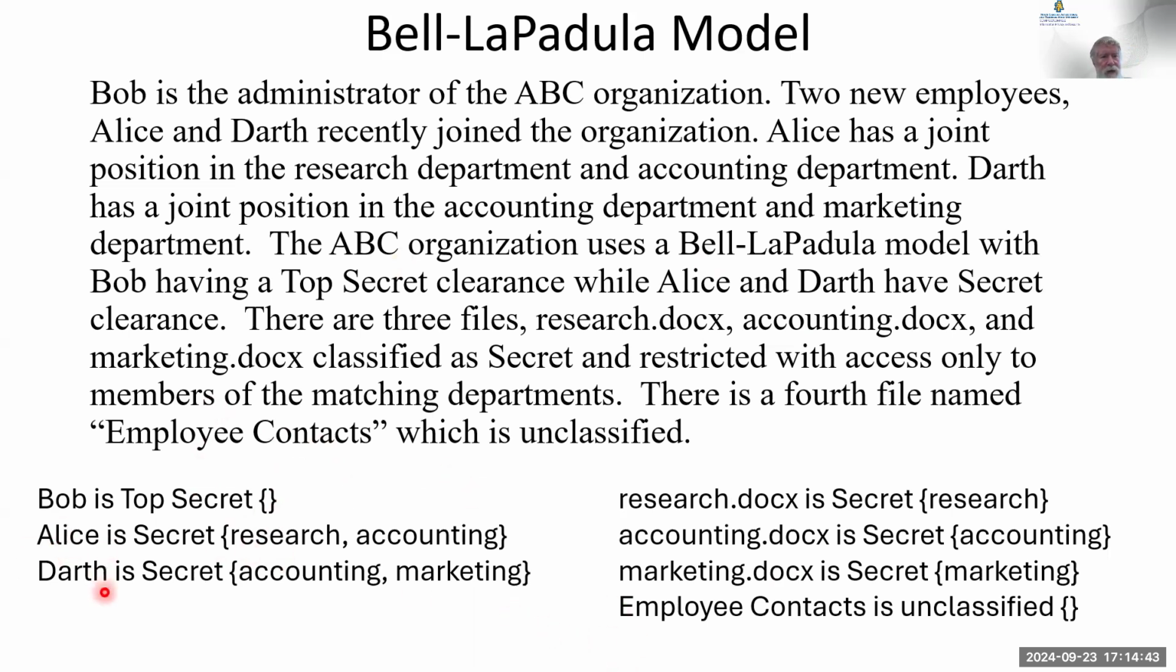Okay, Alice and Darth are both secret. Alice is in the research department of accounting, and so she's got research and accounting as her categories. Darth is accounting and marketing. All right, good for the people. Now let's look at the documents. The documents belong to the group. So research is secret, and it's in the research group. Accounting is in the accounting group. Marketing is in the marketing group. And employee contacts is unclassified and in no group at all. Okay, everybody good with that?